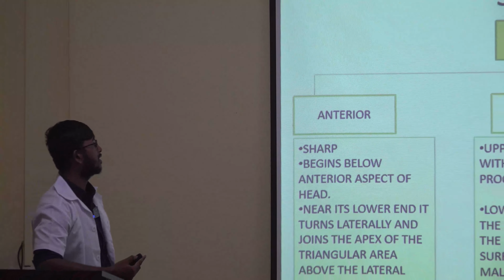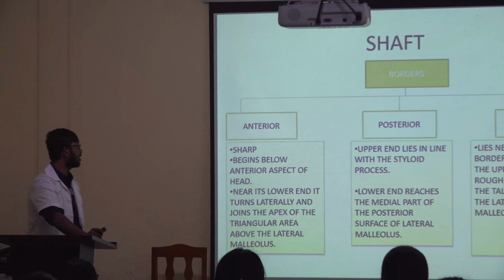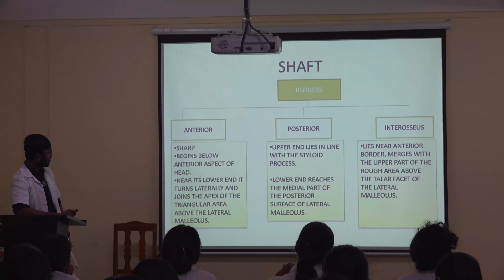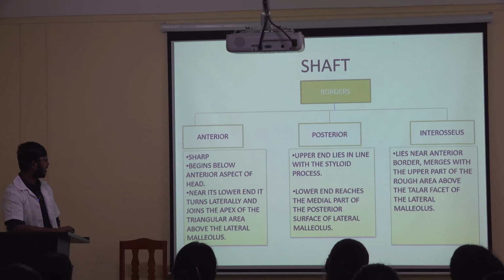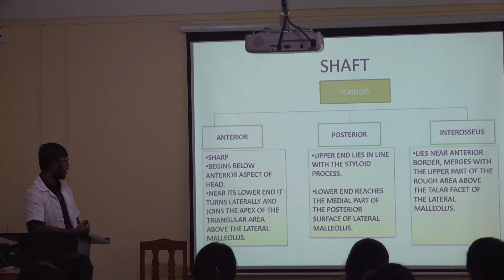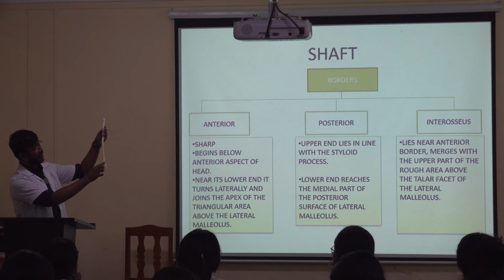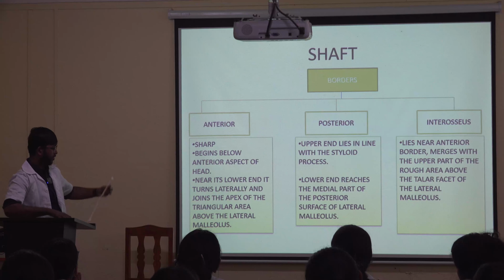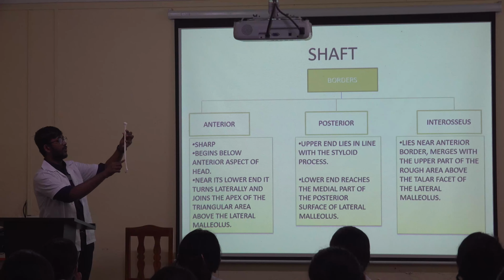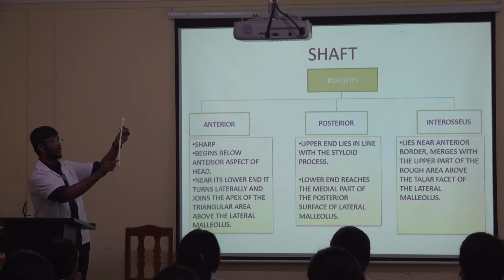Now the shaft has three borders. Anterior border is sharp, begins below the anterior aspect of head. Near its lower end, it turns laterally and joins the apex of the triangular area above the lateral malleolus. This part, this triangular area. This is the anterior border going downwards and forming the triangular area just above the lateral malleolus.